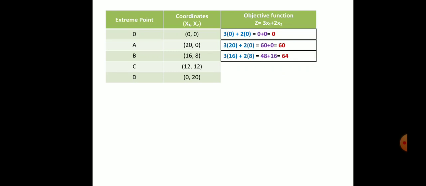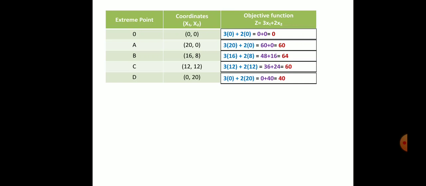Next, 16 and 8 we have found. So 3 into 16 is 48, 2 into 8 is 16. If you add these two, it's 64. Next, 3 into 12 plus 2 into 12 is equal to 36 plus 24, which is 60. Next, the value of x1 is 0 and x2 is 20. So 3 into 0 is 0 plus 2 into 20 is 40, equal to 40. So for the 5 extreme points we have found the values, using the objective function formula.